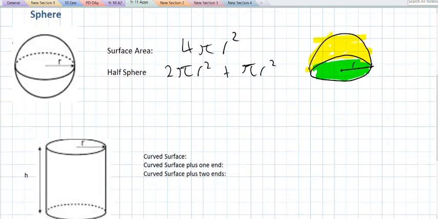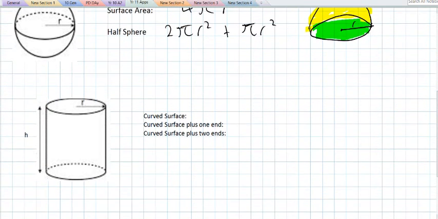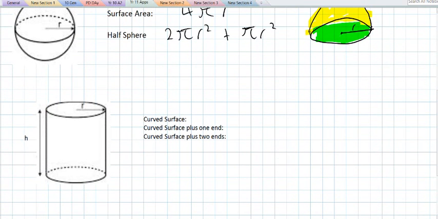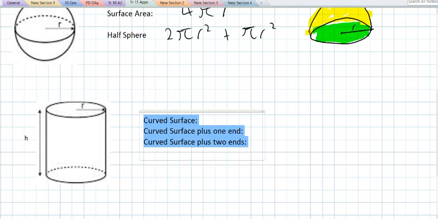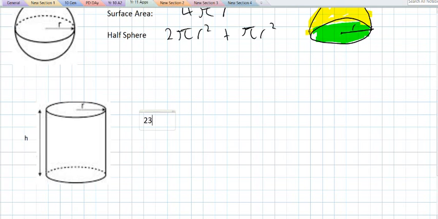Alright, last shape that we're going to look at today is a cylinder. And I'll make the writing bigger for you.